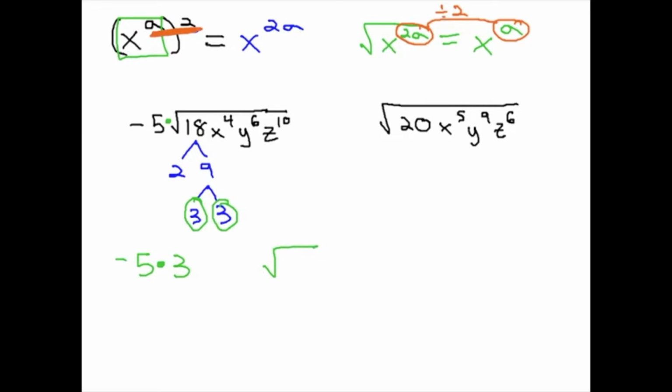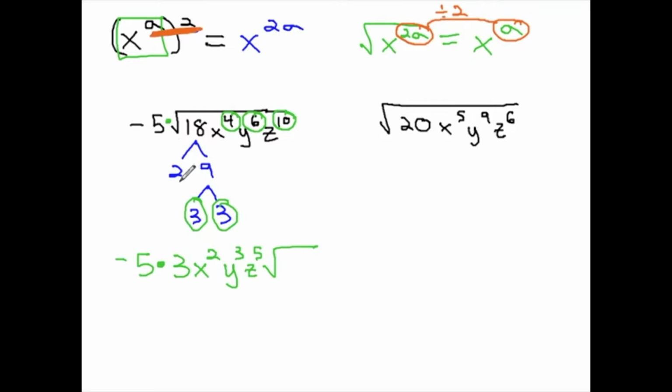When it comes to the variables, we will divide the exponents by 2 when taking a square root. X to the 4th: 4 divided by 2 is 2, so we have x squared on the outside. On the y to the 6th, 6 divided by 2 is 3, and so we have y cubed on the outside. Continuing to divide the exponent by 2, 10 divided by 2 is 5, and so we have z to the 5th on the outside.